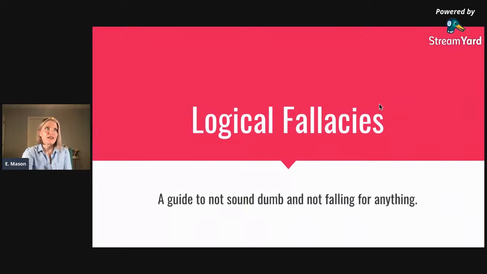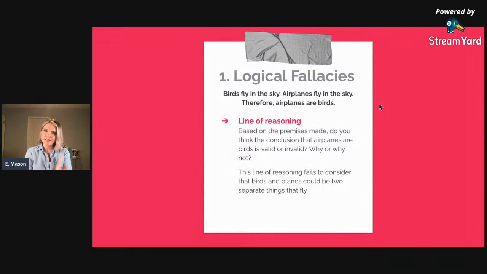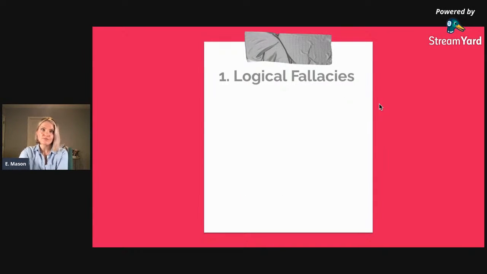So let's look first at this. Birds fly in the sky, airplanes fly in the sky, therefore airplanes are birds. You need to ask yourself about the line of reasoning there. Is it valid? And you also have to realize, what else is it not considering? Does it consider that birds and planes both fly in the sky, but they are actually two different things, and that's okay? You have to break things apart when you're looking at logical fallacies.